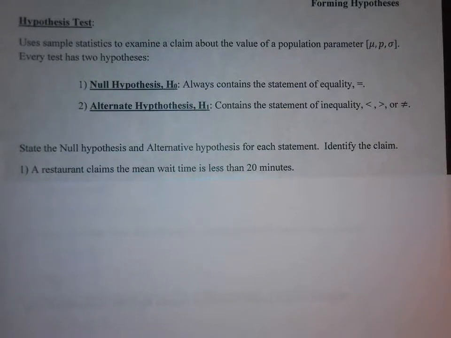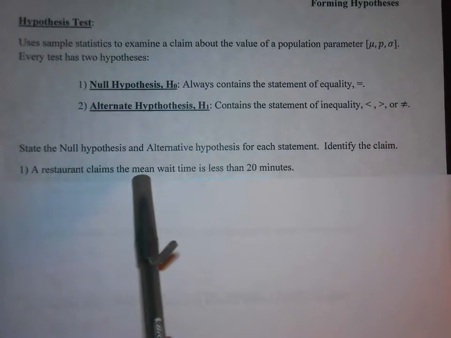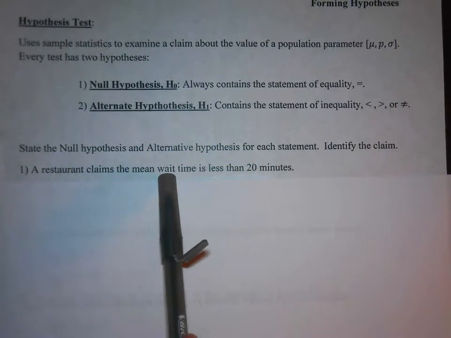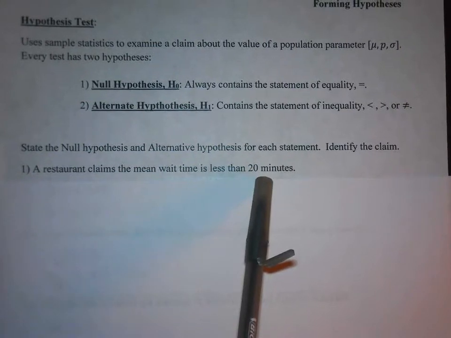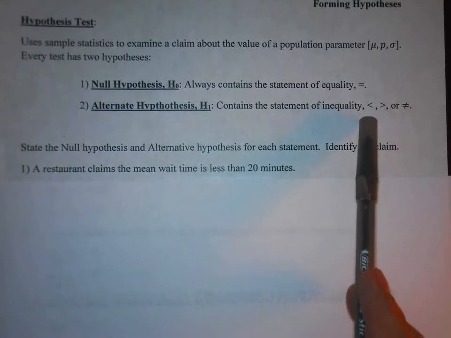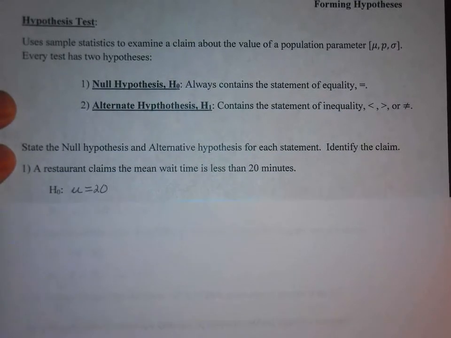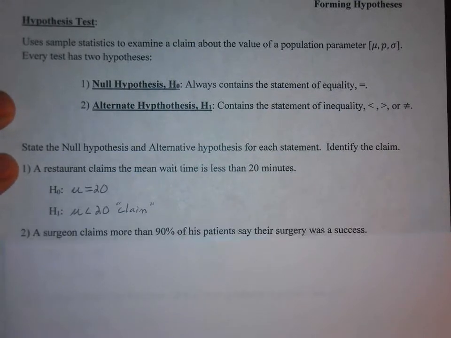Okay, so number one, a restaurant claims the mean wait time is less than 20 minutes. So when you read this, they're trying to say the mean wait time. So they're trying to claim that mu is less than 20. Well, mu less than 20, that will be the alternative because that has the less than. So that would make your null hypothesis mu equals 20. Okay, so that's how you set up that hypothesis.